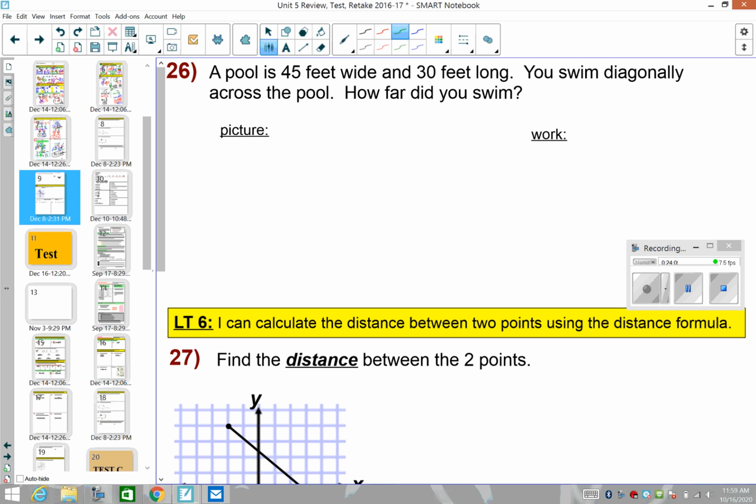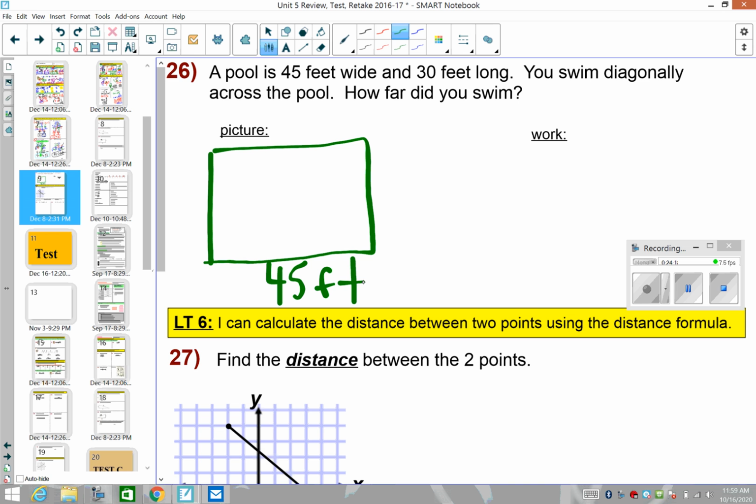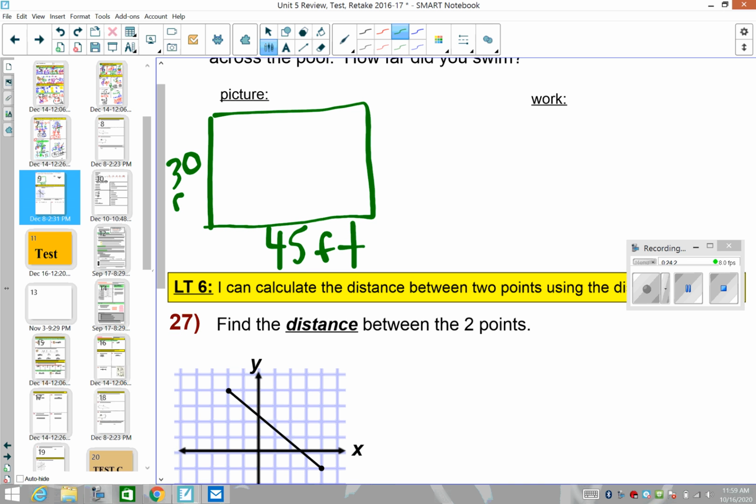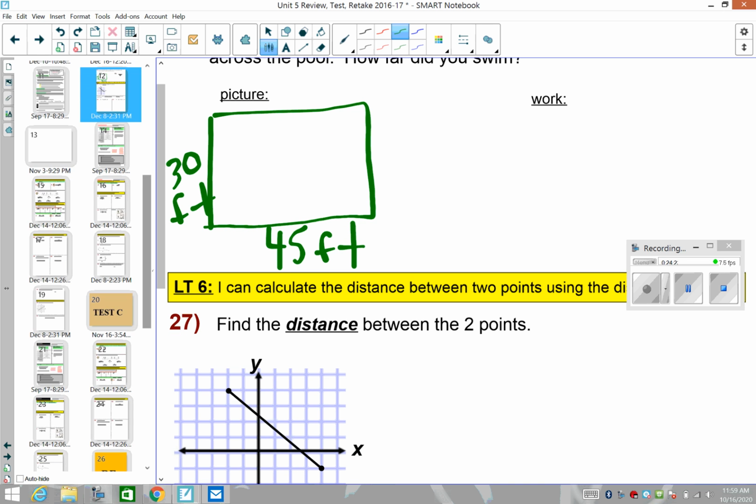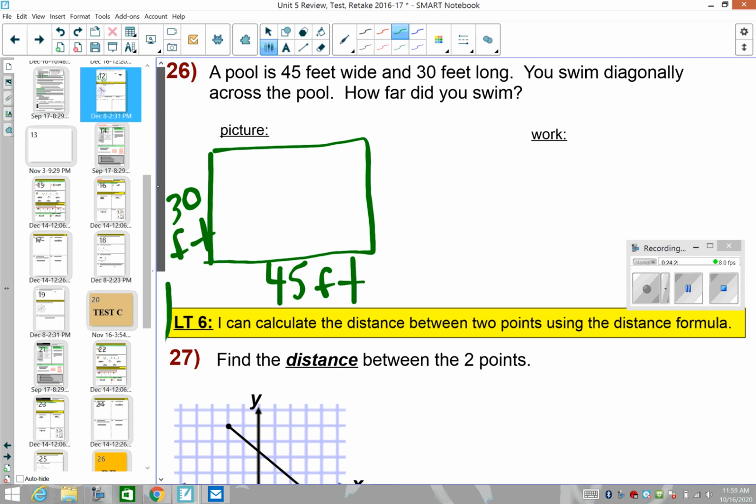Let's check it out. So a pool is 45 feet wide, 30 feet long. It doesn't matter which way you do that. And you swim diagonally across the pool. How far did you swim? Ooh, looks like the Pythagorean theorem here. I guess it doesn't specifically say that we have a rectangle, but we're going to assume that. That was a poorly written question by me.